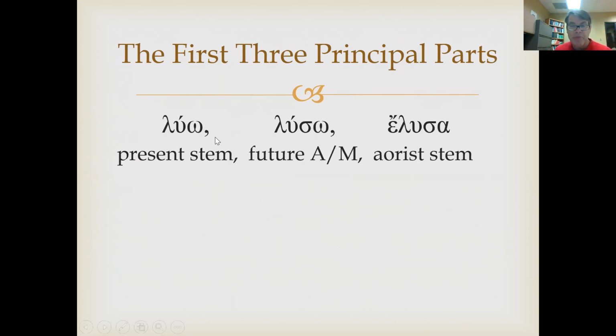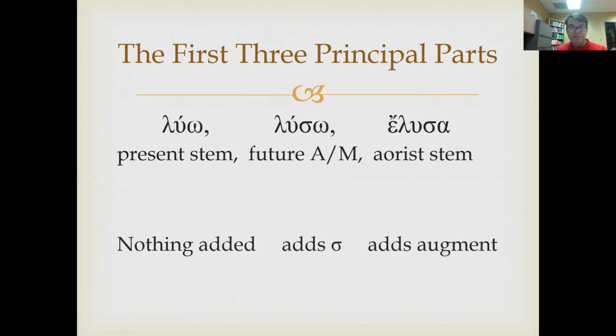So the first three principal parts. And again, what do they tell you? They tell you the stem on which all present forms are built, the stem on which all future tense forms are built, and the stem on which all aorist forms are built. Now, I'm lying a little bit. You'll see here future, active, and middle. That's true here, too. Only the aorist, active, and middle is built on this. More on that to come.